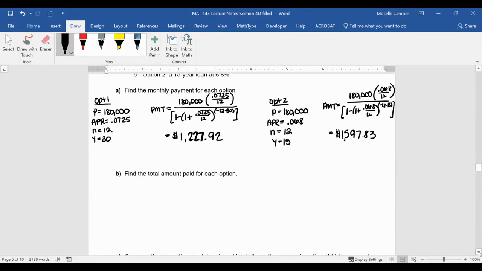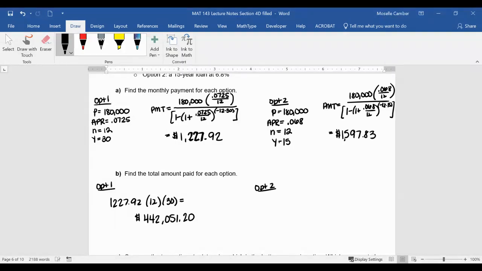Okay, so total amount paid. For option 1, if we pay $1,227.92 each month, 12 months every year for 30 years, we would end up paying $442,051.20 over those 30 years. So we take out a $180,000 loan, and we end up paying back $442,000.